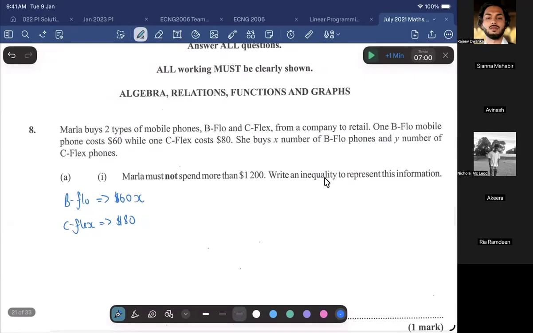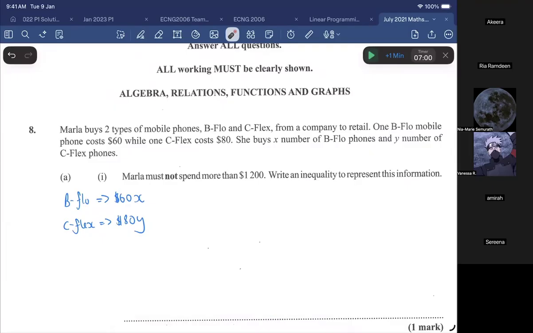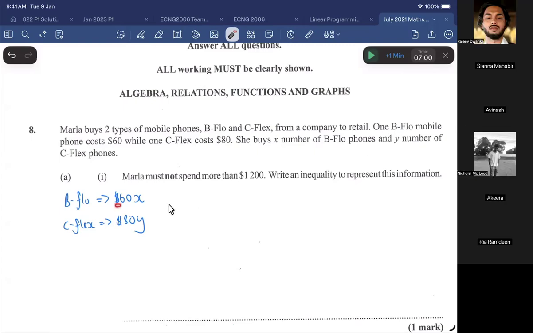What are we using to represent the number of C Flex phones? Y, right? So 80Y. Is anybody confused by this? Talk to me. Sienna, Avinash, Ria, Serena, Amira, Vanessa, Nia, Marie, Sumara. Say your full name. Ale, tell me. Are you okay with this or not? Yes, sir. Fine.